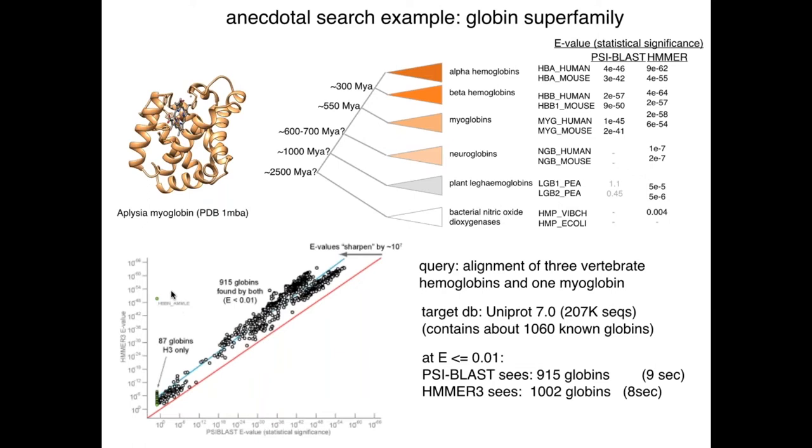And down the left-hand side, there's some green dots. And there are 87 examples where HMMER's picked up a globin where it's been completely missed by PSI-BLAST. And this is just an anecdotal example on a relatively small database. But the protein family world has predominantly used profile HMMs because of this ability to model these very distant relationships. And one of the key things now is that HMMER 3 is now faster than BLAST.